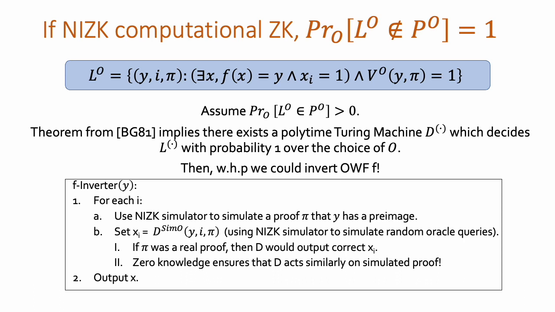So why is this the correct output? Say that if pi was indeed the real proof, then this decider would correctly output x_i all the time, and that follows by the correctness property of the decider. Now at a high level, the idea is that due to zero knowledge, the simulated proof also mimics the real world proof, which will make the decider D act similarly in both the cases. Hence here as well, the output x_i would be correct.